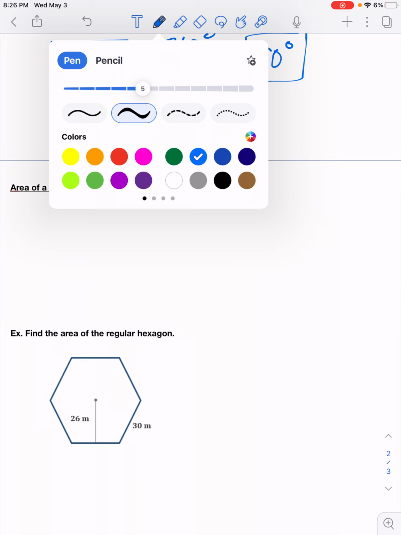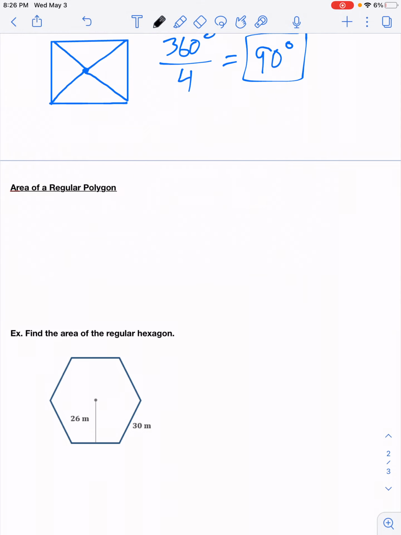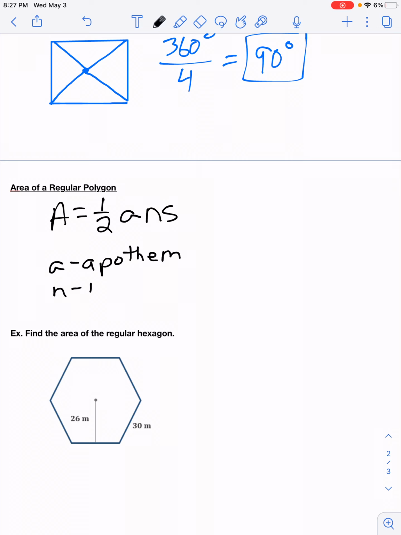My formula for the area of a regular polygon, and this is going to look kind of confusing, so we're going to sit here and explain it. Area equals 1/2 ANS, where the lowercase a stands for apothem. N is the number of sides, just like when we did n minus 2 times 180. And then S is the side length.